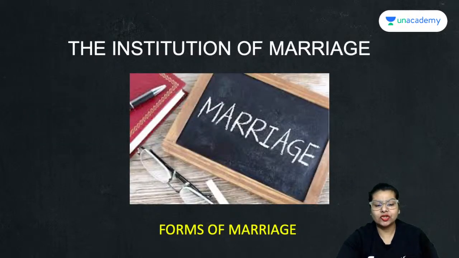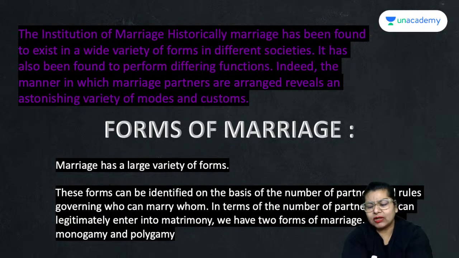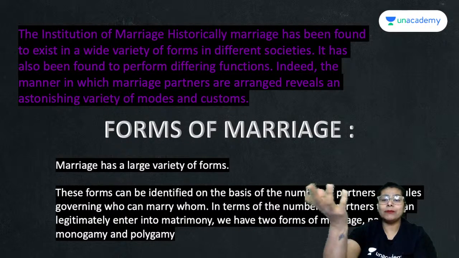The institution of marriage. Now there are some forms of marriage which play a very important role. So what are the forms of marriage, guys? Like I told you, point number one, marriage definitely has a variety of forms. You also have to acknowledge that the institution of marriage has been found in a wide variety of forms in different societies, with different people, different customs, different rules and regulations, differing functions. Everybody has a different mode of customs when it comes to marriage. So marriage has a large variety of forms, and these can be identified on the basis of the number of partners and rules governing who can marry whom.